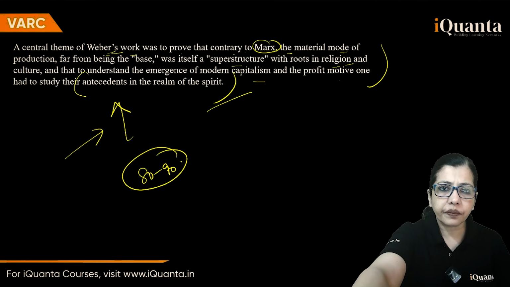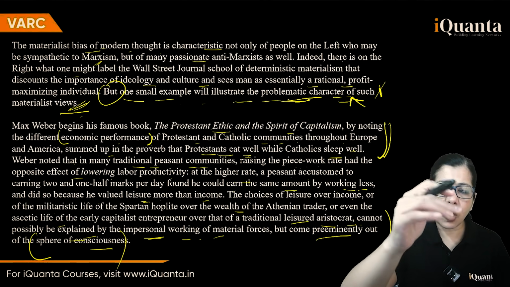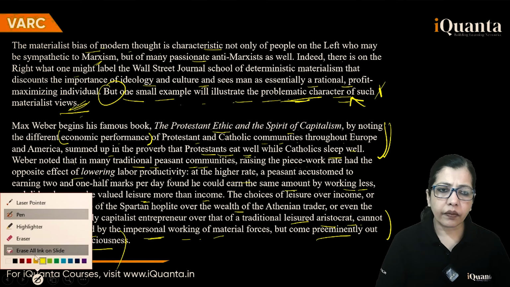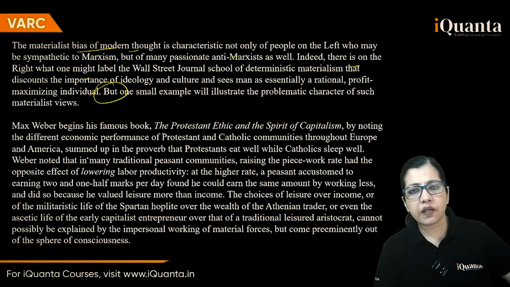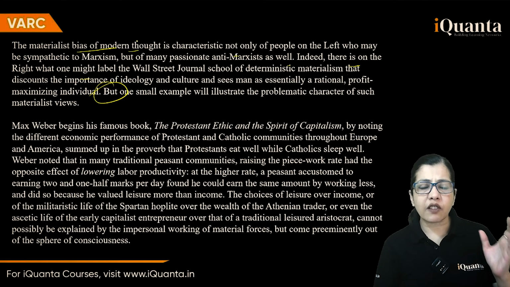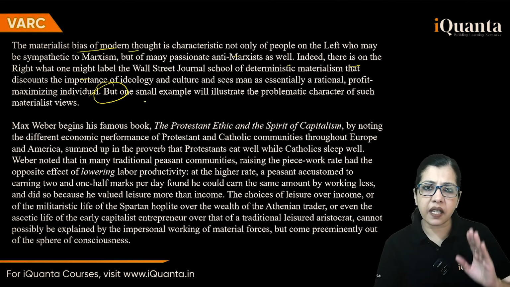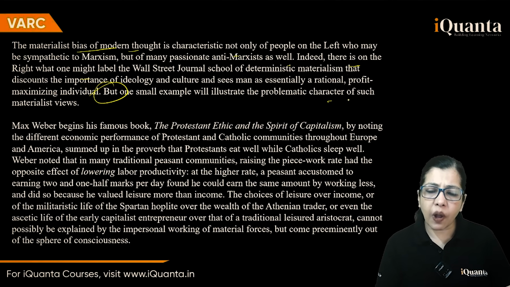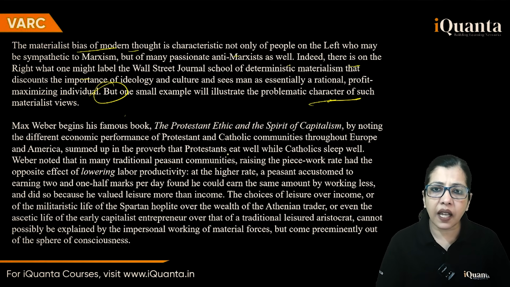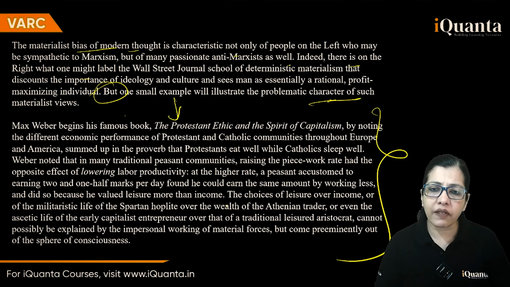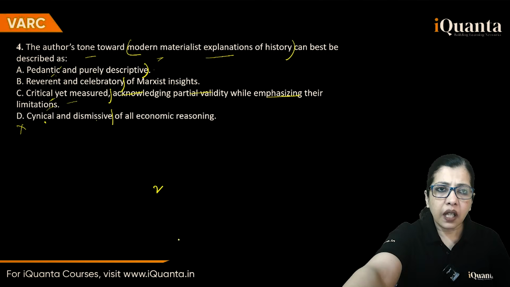आप देखो यहाँ पे, हाँ, modern thought. ये देखो, ये है ना? Characteristic not only of people, but of many passionate this. Indeed, there is on the right, okay, but. Do you see this? So, materialist bias of modern thought, he has explained, and then he says, but. There is some flaw. There is problematic character of this. So he is being critical, and then he explains it beautifully with this example and Athenian trader and jo kuch bhi la karke. So go over to this.